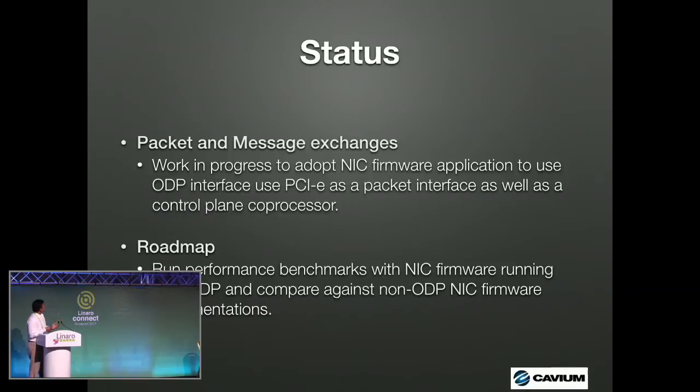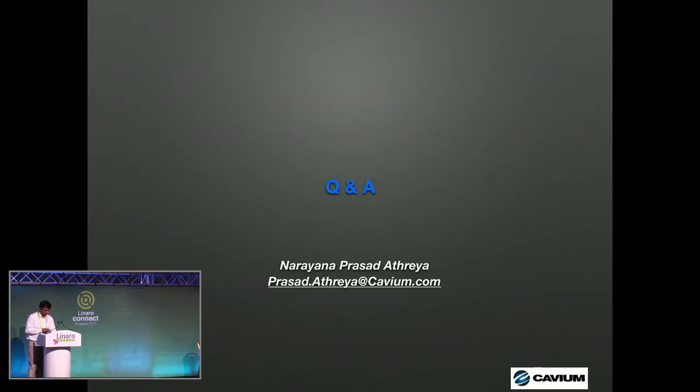In case we realize something is not in place, we may come up with an RFC where we need some adjustments to the ODP API. Once again, our roadmap is to run performance benchmarks eventually, compare it with what we have today as our bare metal firmware, and see how it pans out for ODP firmware. So that's, in short, what I have.